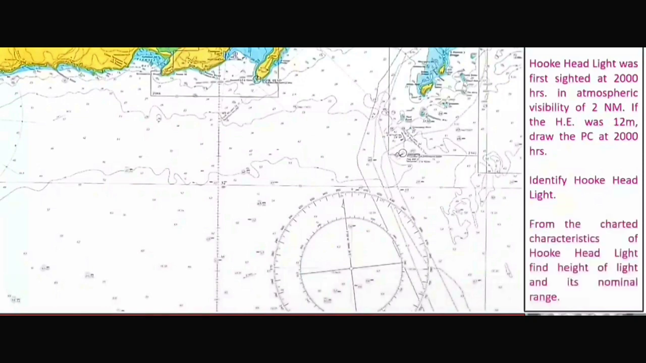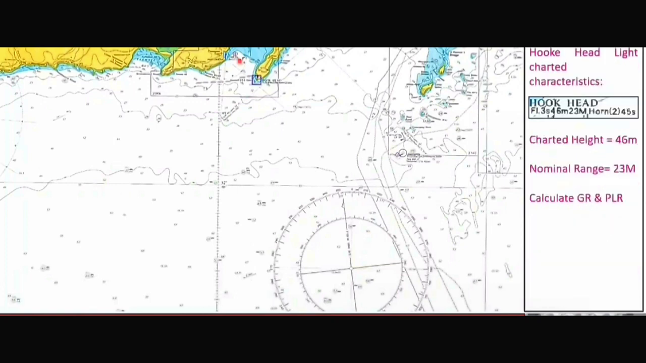So let's continue now. We have seen this question. Let's proceed. Let's first identify Hook Head light on the chart, and from there we pick up its characteristics and use the information as needed. Now on the chart, here is the Hook Head light. We pick up its characteristics, and the characteristics are here.